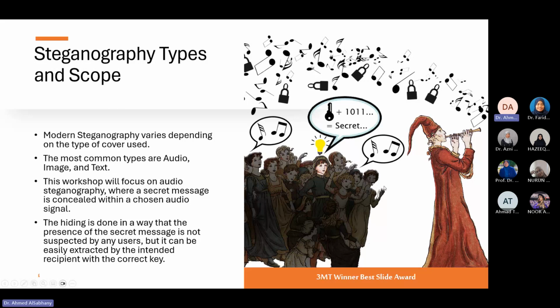As we can see in this slide, here we can see a man who plays the flute, and all the children here are listening happily to the music or the tunes, noticing nothing unusual. However, the kid here who has the key, what we call in our area the intended recipient, has the way to decipher these hidden tunes within the music stream. He can understand the intended message.